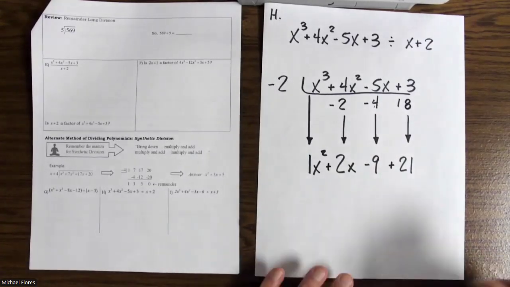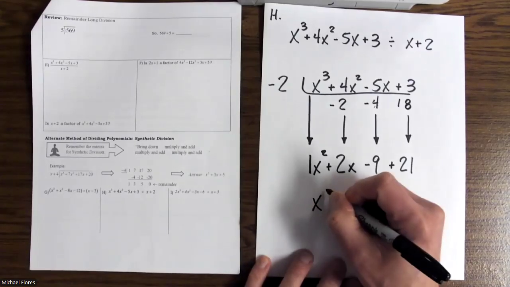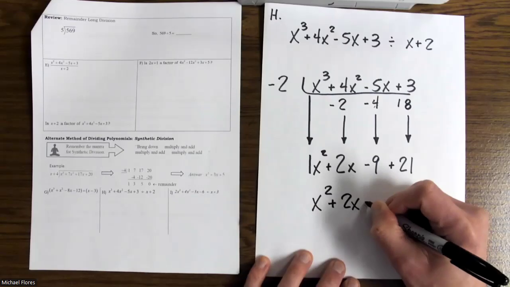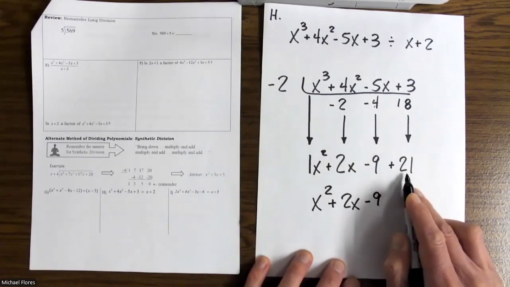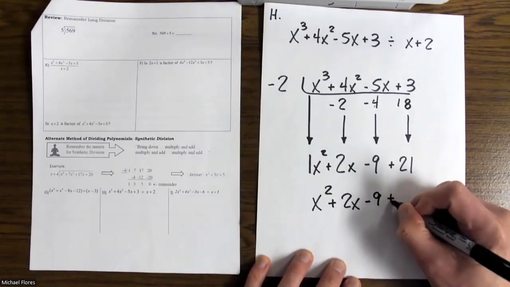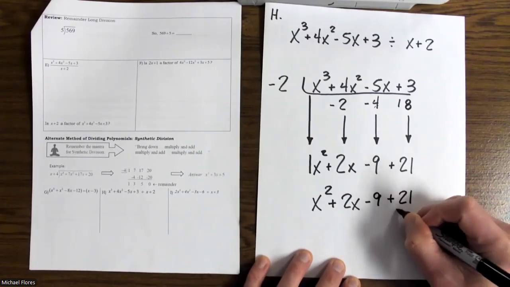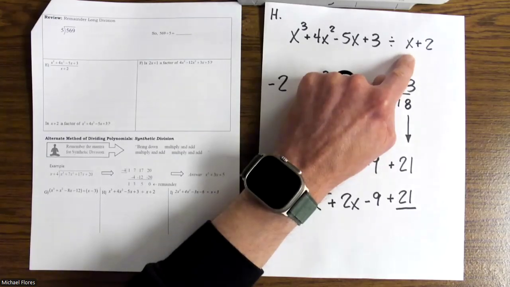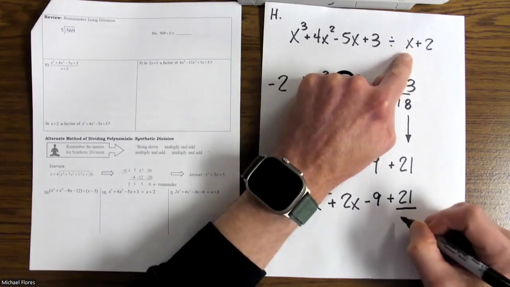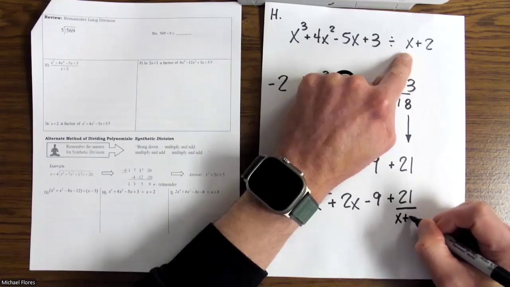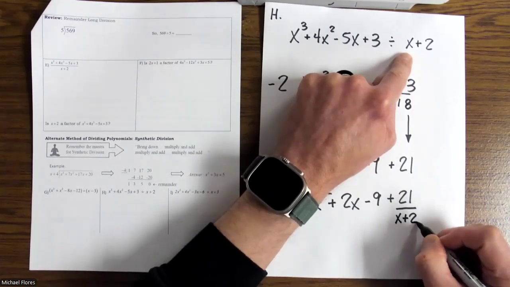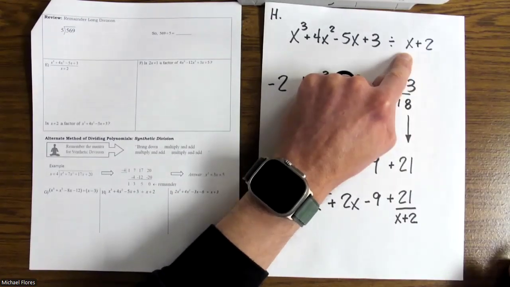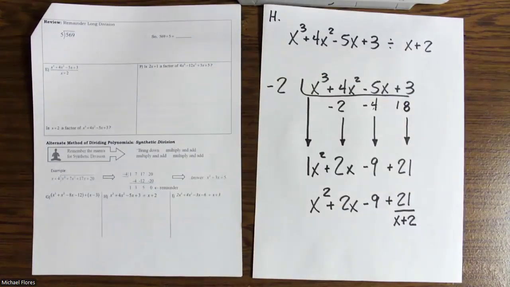Okay, now remember, this is our final answer. It's x squared plus 2x minus 9. Here we have a remainder, though, of plus 21. If you have a remainder, you put that over the factor that you had to divide by, which was x plus 2. So anytime you have a remainder, do the remainder over whatever the factor it is that you used to divide the problem.